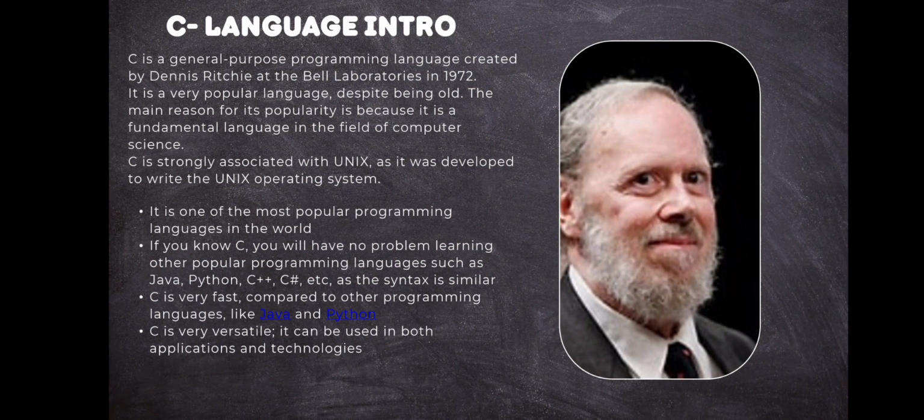C is strongly associated with Unix as it was developed to write the Unix operating system. It is one of the most popular programming languages in the world just because it is very old and always in use. If you know C, you will have no problem in learning other popular programming languages such as Java, Python, C++, or C#. C is very fast compared to other programming languages like Java and Python. C is very versatile and it can be used in both applications and technologies.